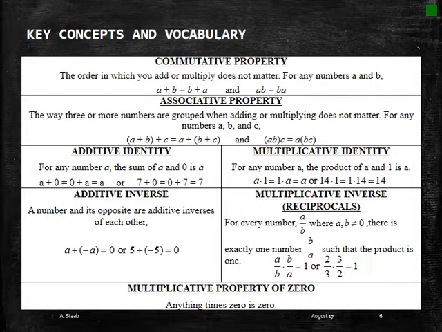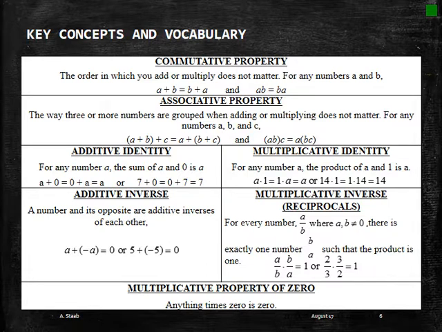All right, let's discuss our key concepts and vocabulary relating to the properties of math. First, we have the commutative property of addition and the commutative property of multiplication. I think of it like you're commuting to work and you just change the lanes. Kind of the same thing. You're changing the lanes of your addends to get your sum.